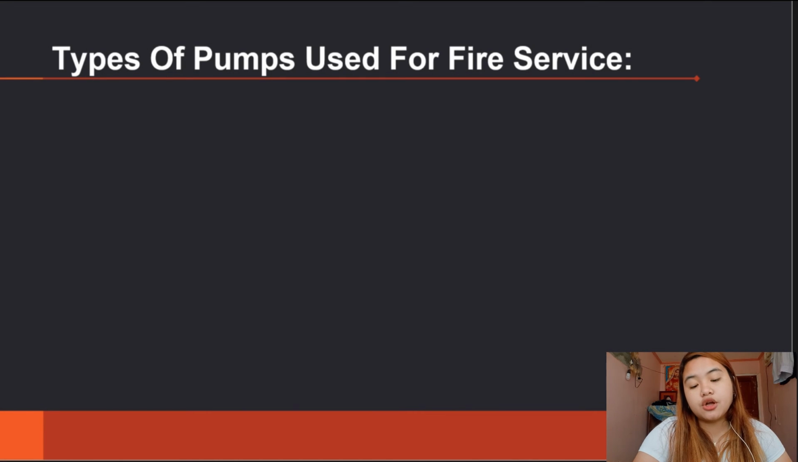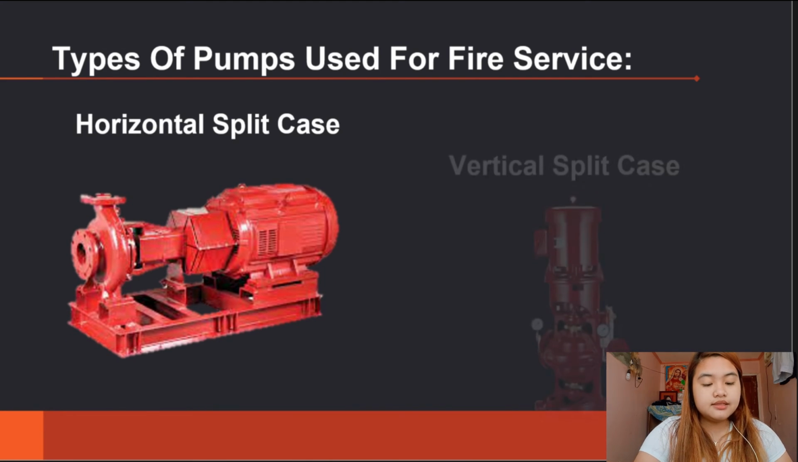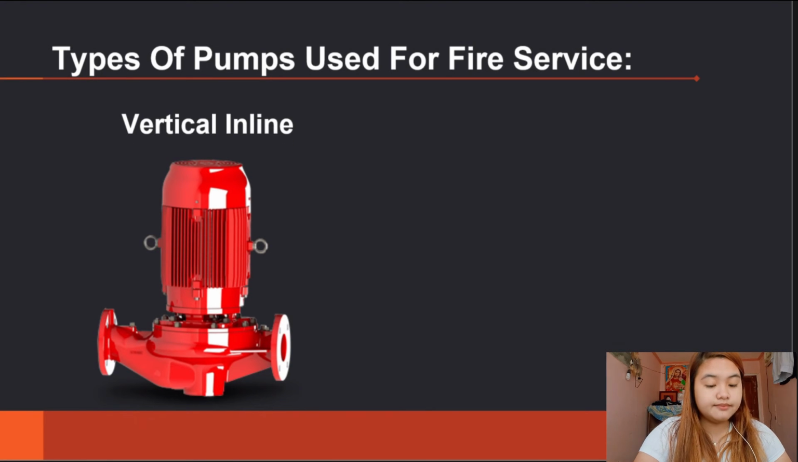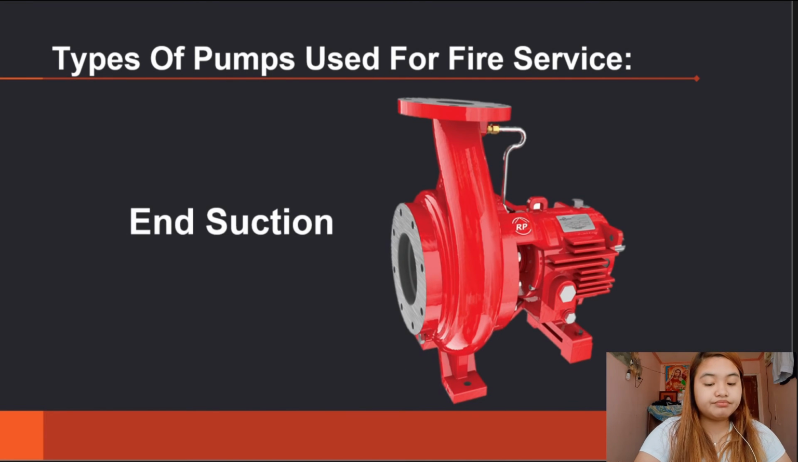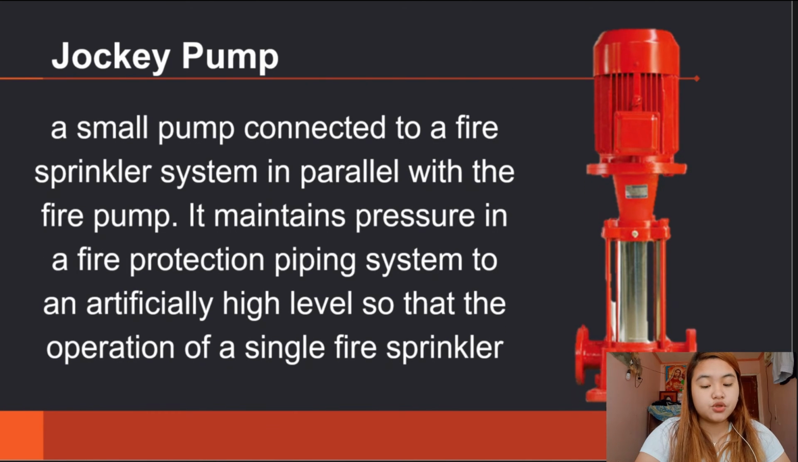So there are types of fire pump used in fire service. The first one is the horizontal split case, vertical split case, vertical inline, vertical turbine, and the end suction. So this jockey pump is a small pump that connects the fire sprinkler system in parallel to the fire pump. It maintains the pressure in the fire protection piping system at an artificially high level so that the sprinkler will operate.